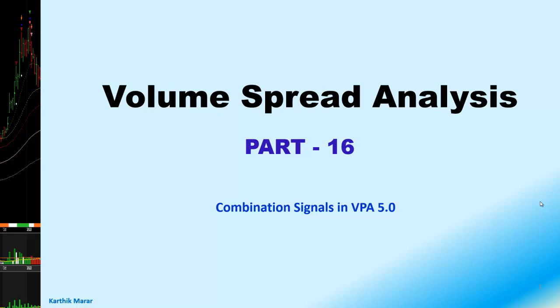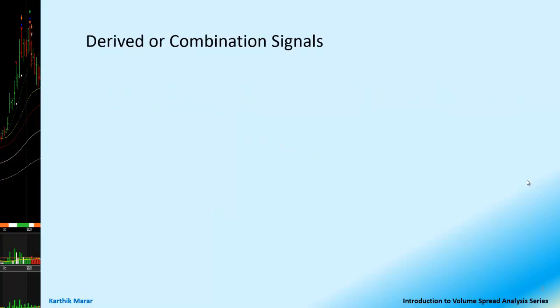Welcome to part 16 of the series on volume spread analysis. In this part, we will be looking at the combination signals which have been incorporated in the VPA 5.0. In the last session, we looked at the derived signals. Now we will be looking at the combination signals.